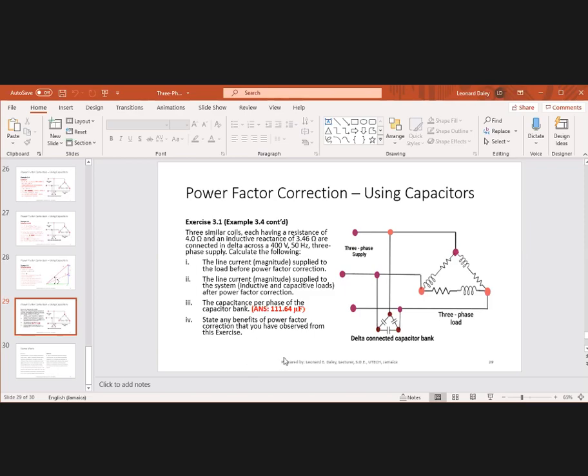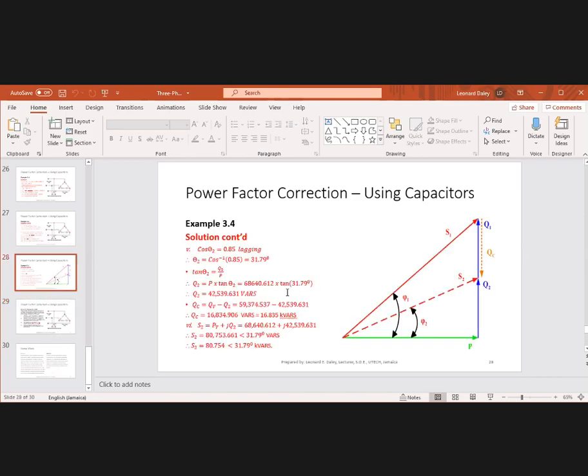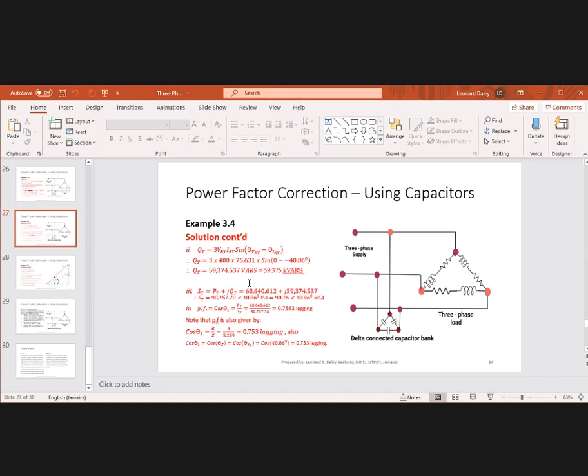So what I wanted you to do was... all right. Before we put in the capacitors, this was the power drawn, right? The apparent power. Everybody with me? Before we put in the capacitor, the apparent power drawn was 90.76 kVA. All right, 90.76 kVA.